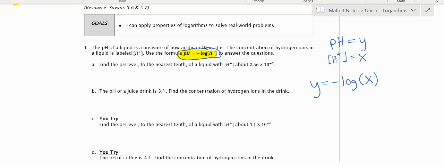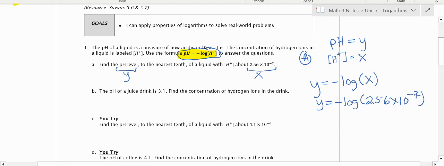So for A, it says, first of all, find the pH level. So we're going to be finding what we called Y. They give you H+, which we're calling X, and we're just going to solve. So if I substitute that in for part A, I don't know what Y is, but I know the negative log of 2.56 times 10 to the negative 7.